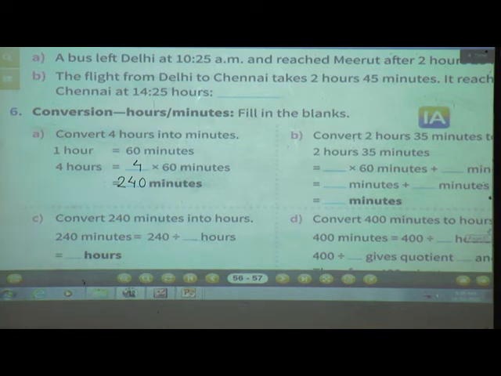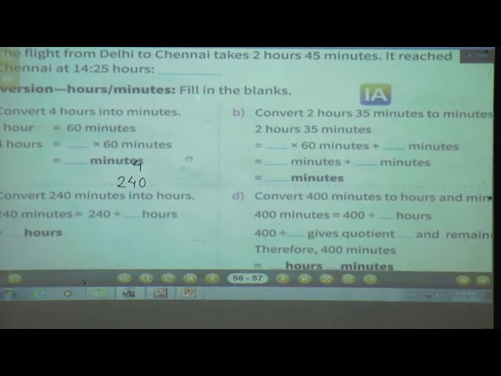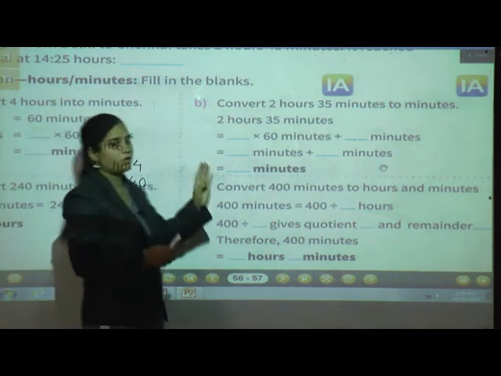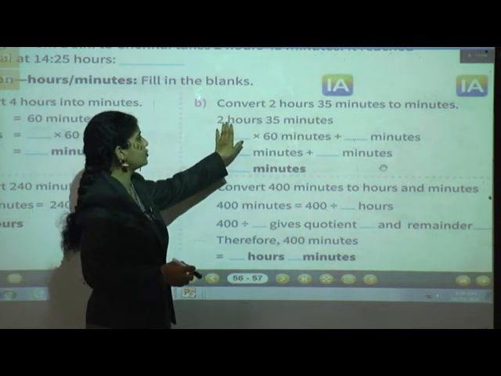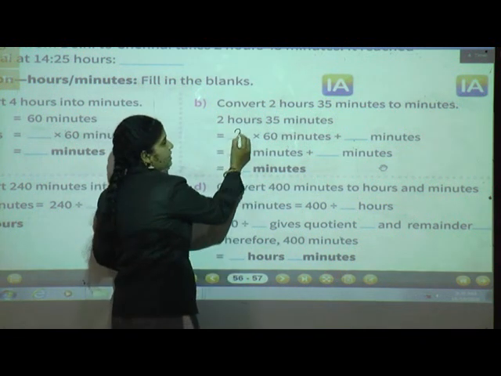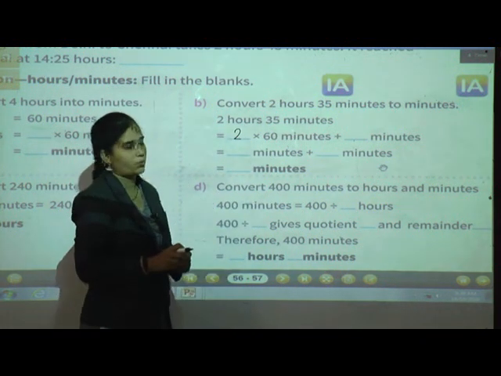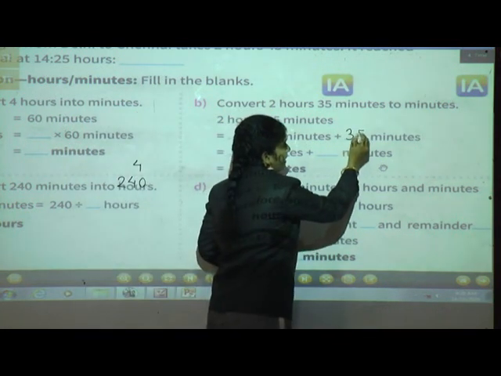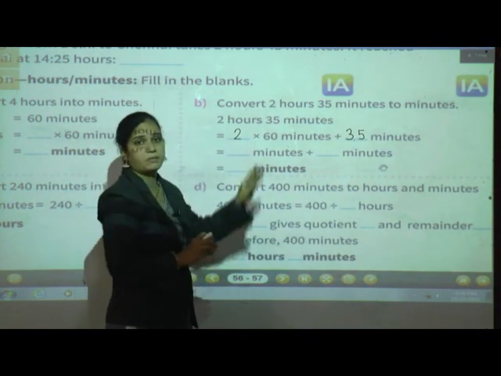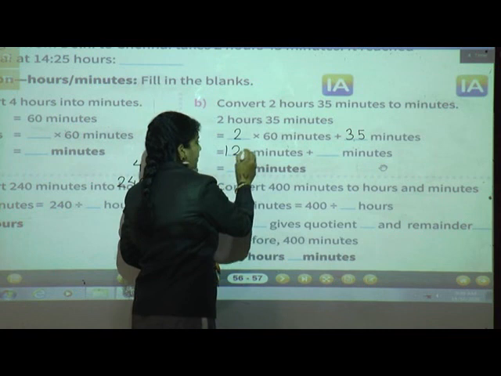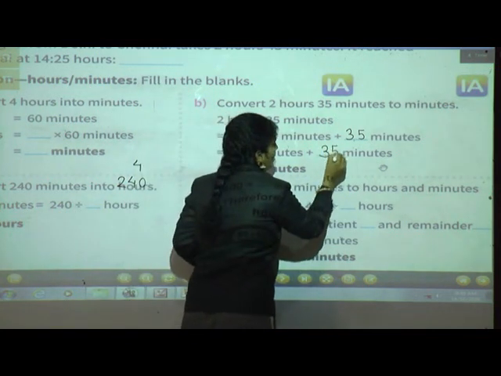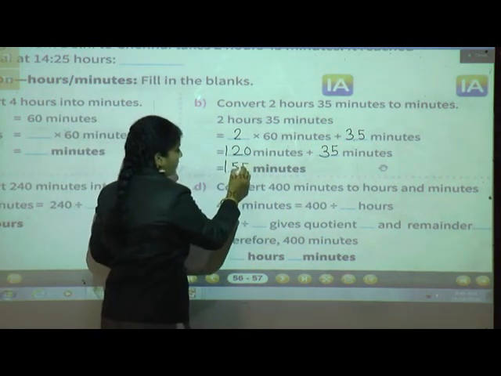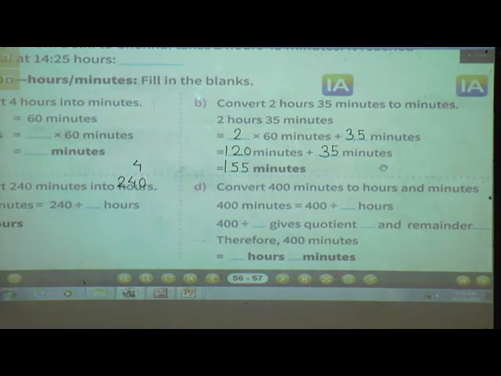Now B. Convert 2 hours 35 minutes to minutes. You know that 1 hour is equal to 60 minutes. So convert first 2 hours into minutes. For that just multiply 60 and 2. And here they have given 35 minutes also, so write 35 minutes as it is. Now 2 multiplied by 60, 120. Very good. And add this 35. Tell me the addition, students. Yeah, 155 minutes.